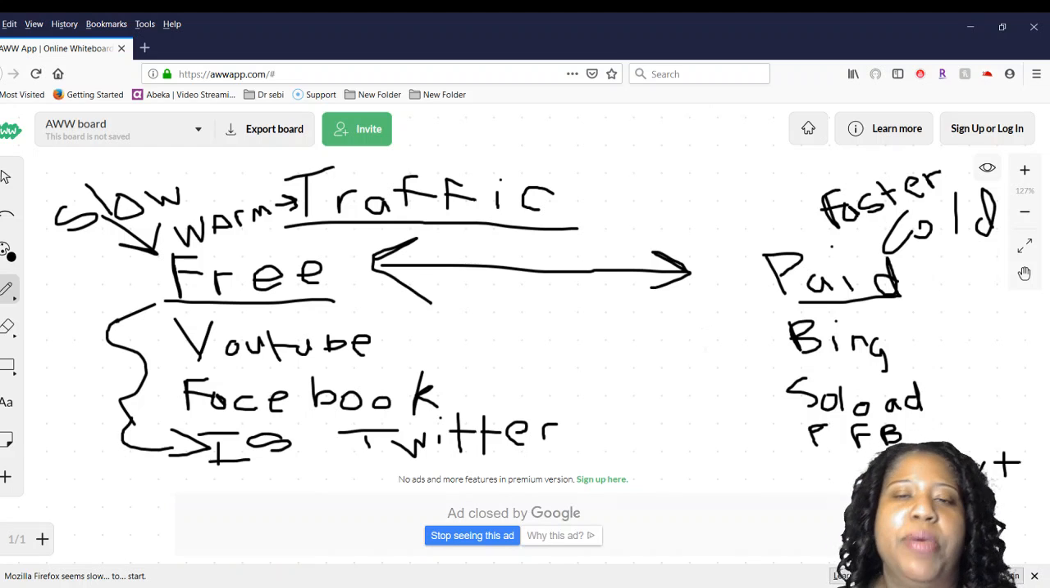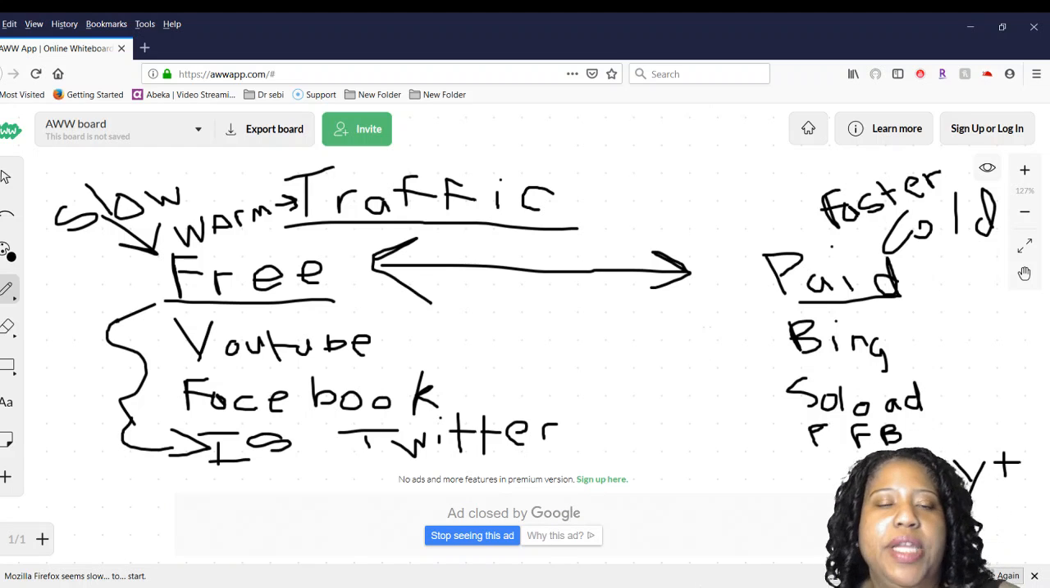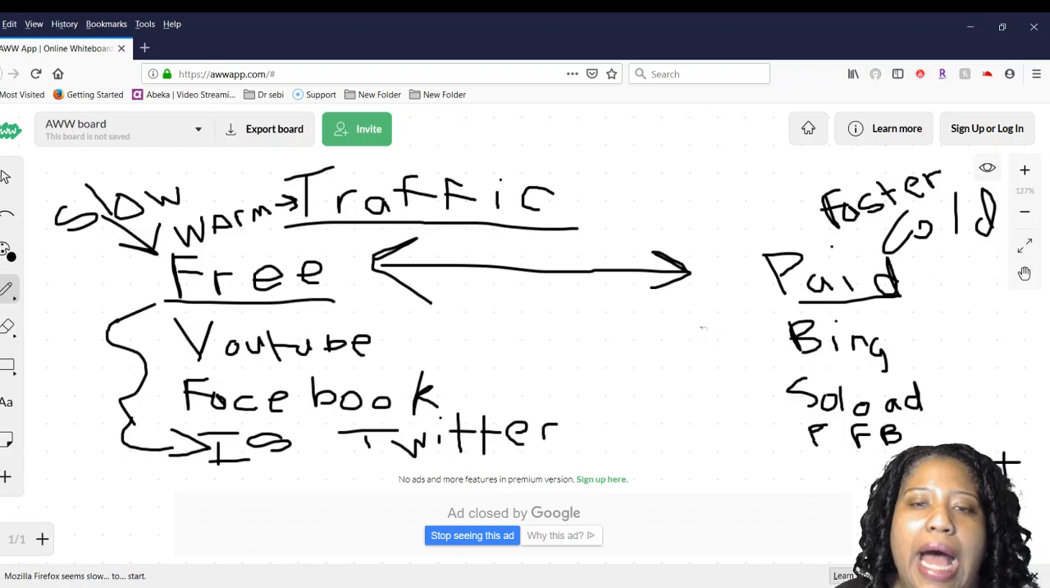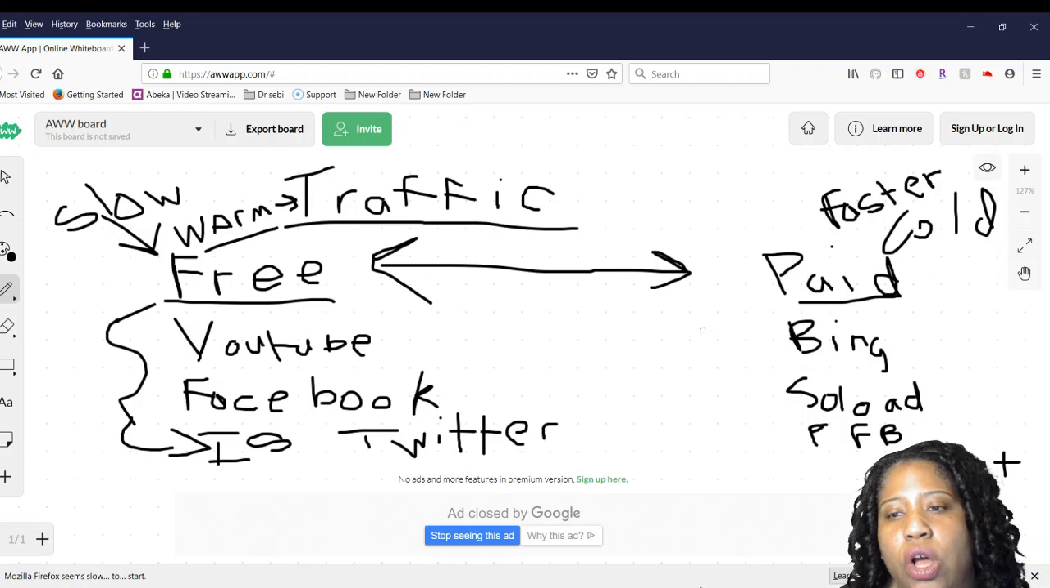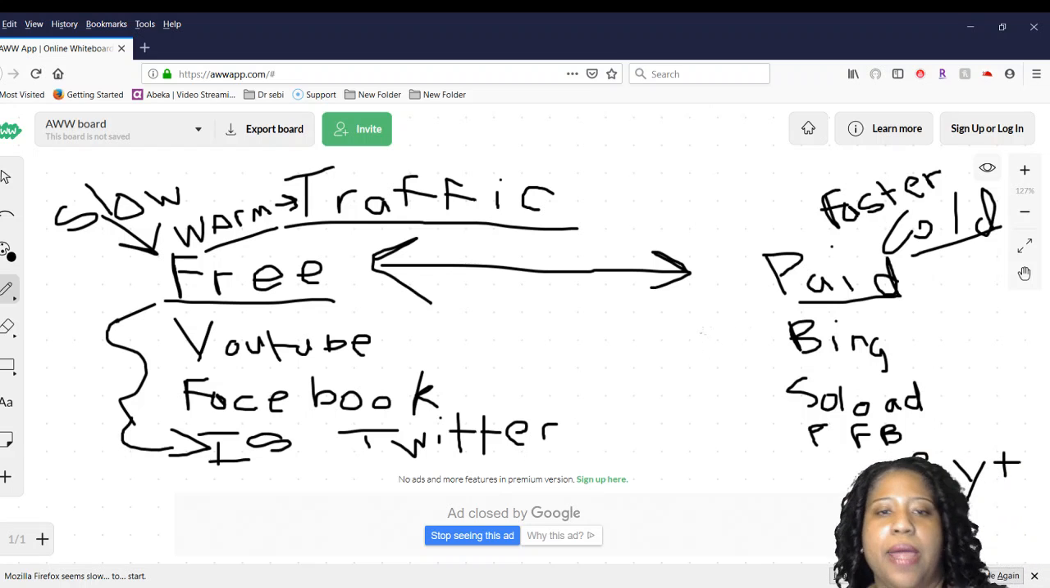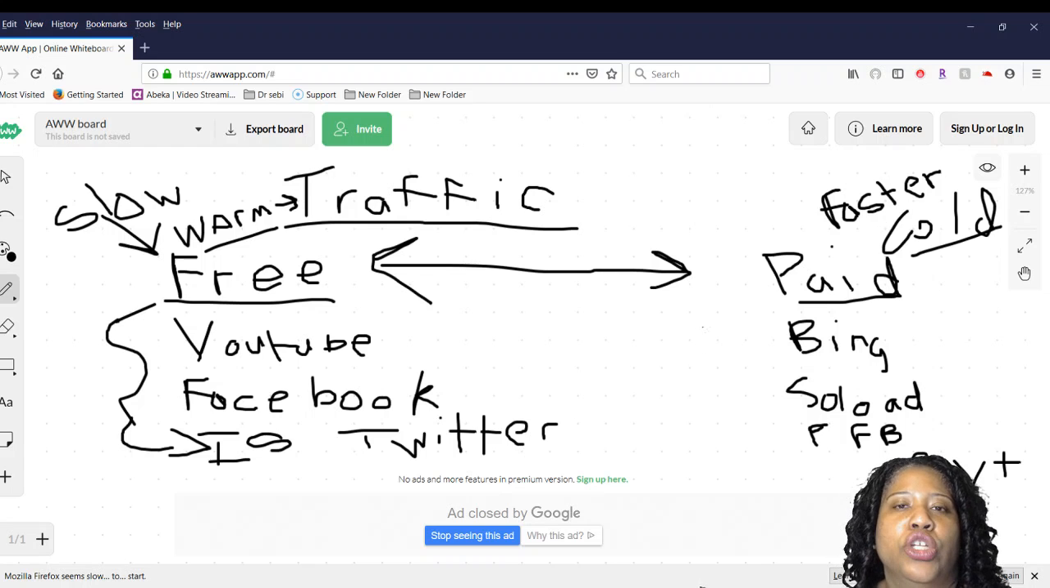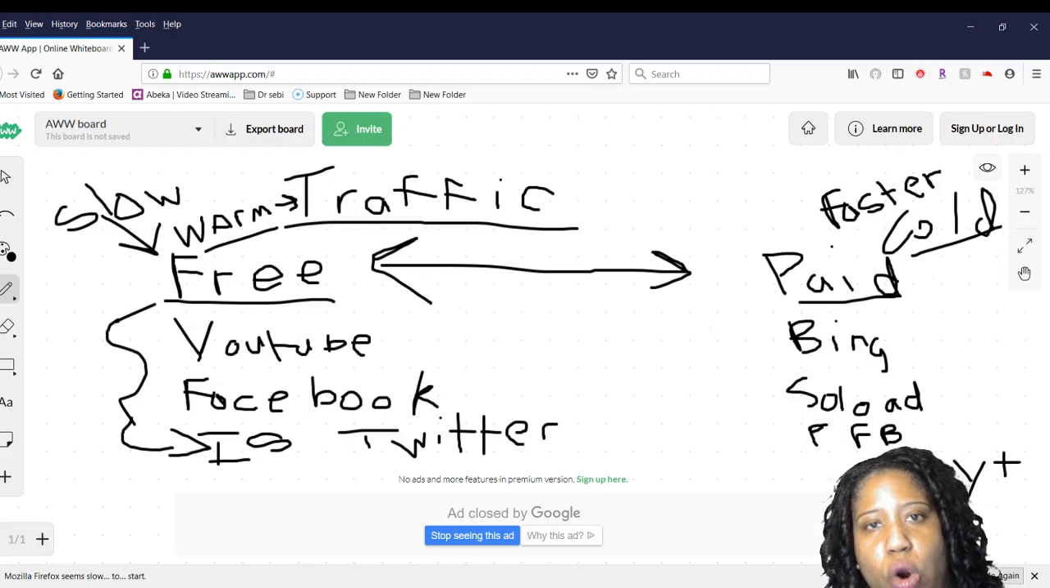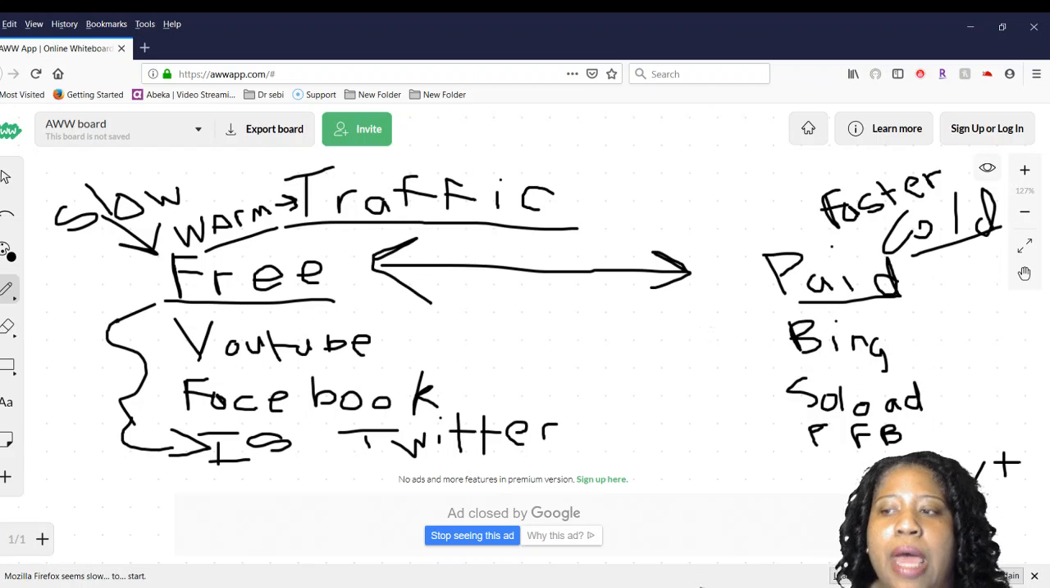Now, is one better than the other? No, one is not better than the other. Don't get me wrong, I would prefer warm traffic over cold traffic any day. But remember, I said, do you want to build your online business slow or do you want to go fast? Now, there's no perfect model. Remember, at the end of the day, what could work for someone else's business may not work for yours, because at the end of the day, we are our own individual person.